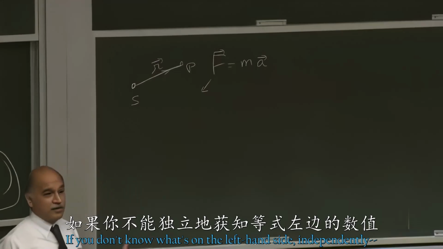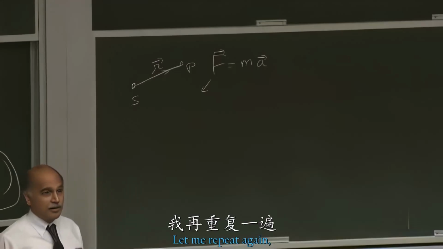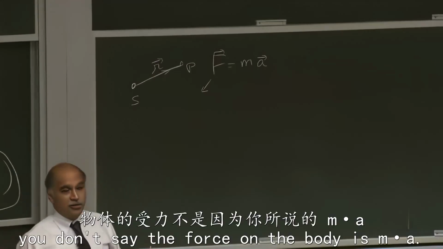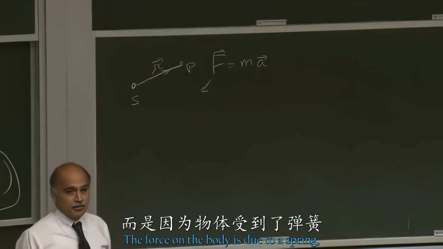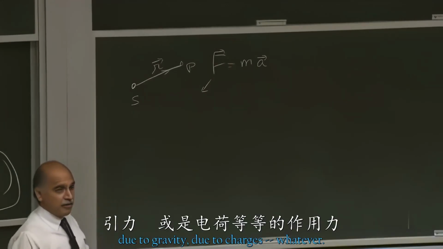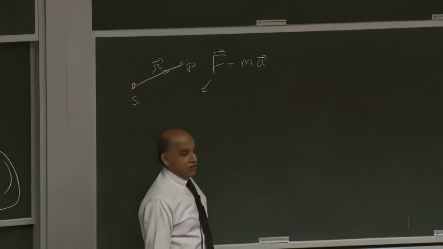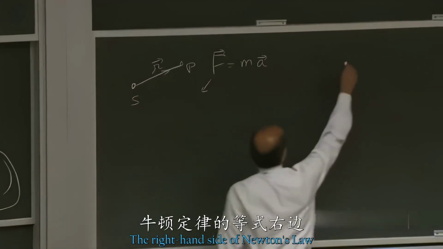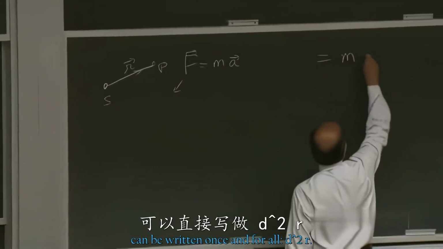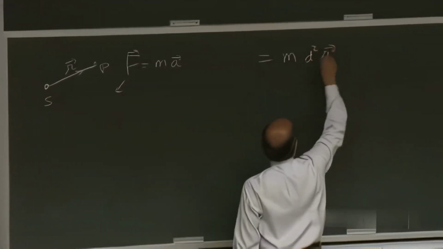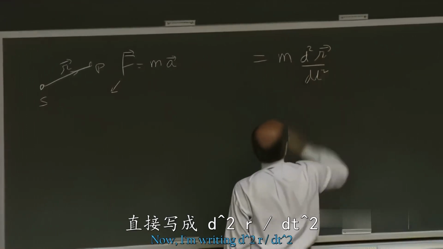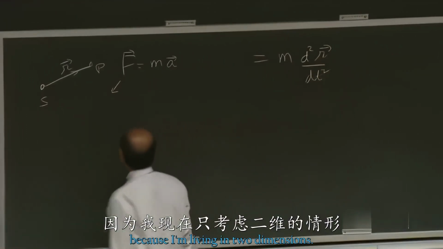If you don't know what's on the left-hand side independently, let me repeat again. You don't say the force on the body is ma. Force on the body is due to a spring, due to gravity, due to charges, whatever. You have to do some work to find this. Then you put it into that equation. So let's put in here, the right-hand side of Newton's law can be written once and for all: d²r/dt², now I'm writing d²r over dt squared because I'm living in two dimensions.